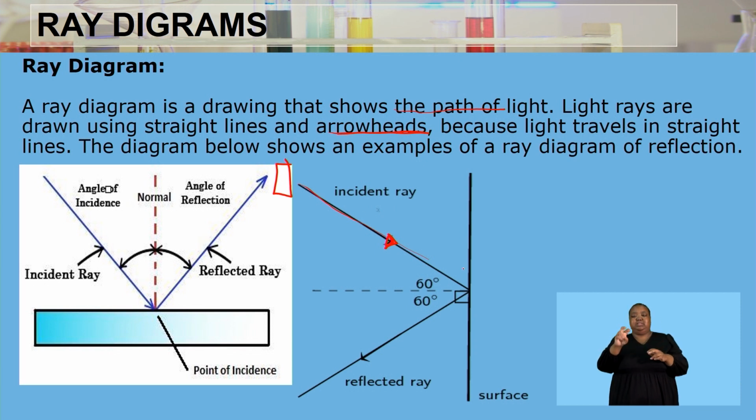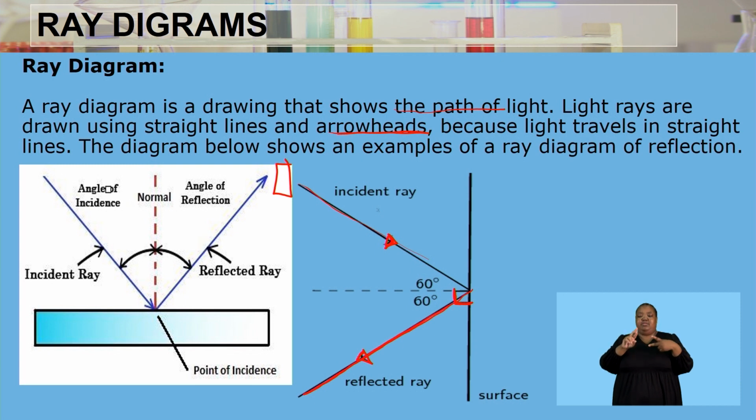This is our incident ray coming into the surface and then bouncing off the surface. When it bounces off the surface, it becomes our reflected ray, as shown by the direction of the arrowhead. The imaginary line, the normal line, is drawn perpendicular to the surface, meaning there is an angle of 90 degrees between the surface and the normal. This normal line helps us to measure two things: number one, our angle of incidence, and number two, our angle of reflection.